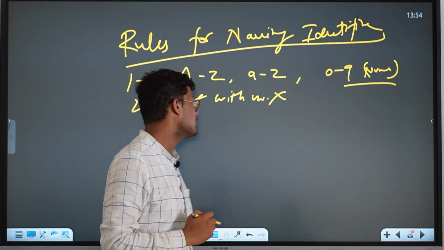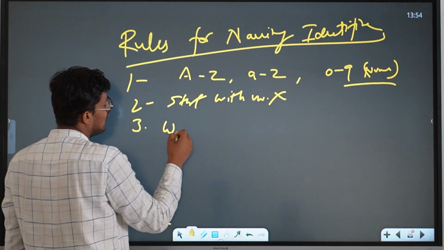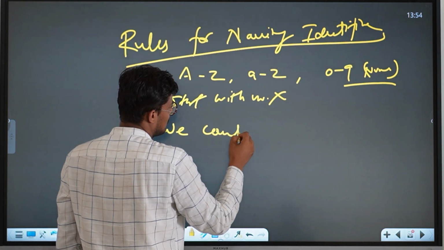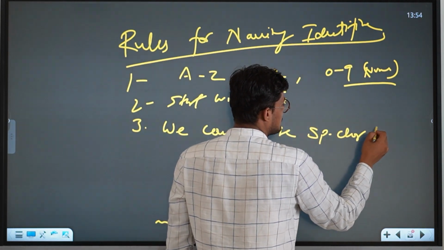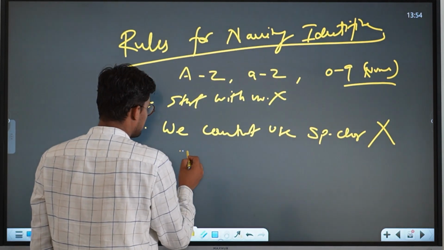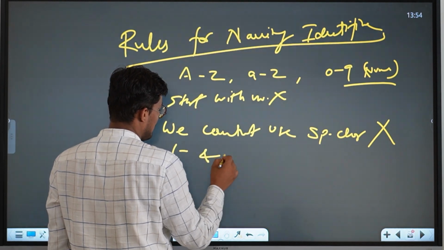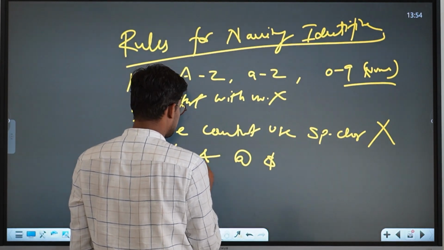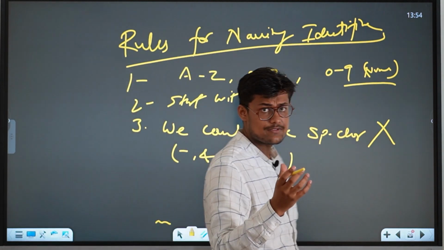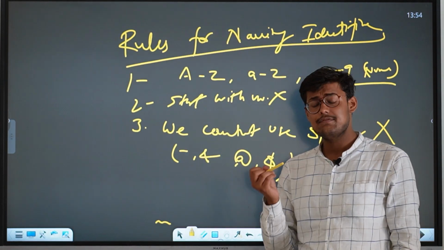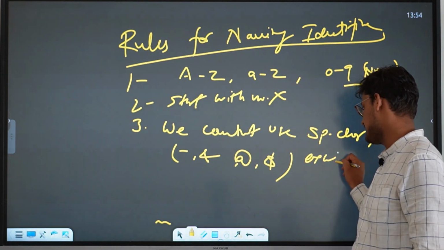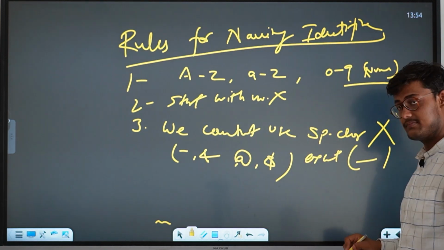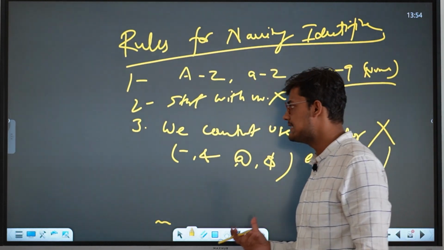Our third rule says we cannot use special characters. For example, dash, at the rate, dollar sign, these are some of the special characters that we cannot use while naming an identifier, except there is an exception: underscore. We will see some examples of these also.